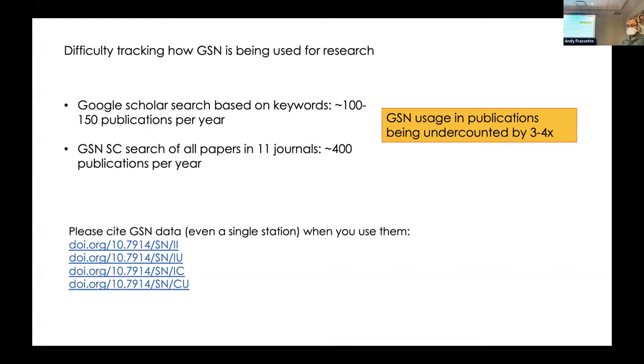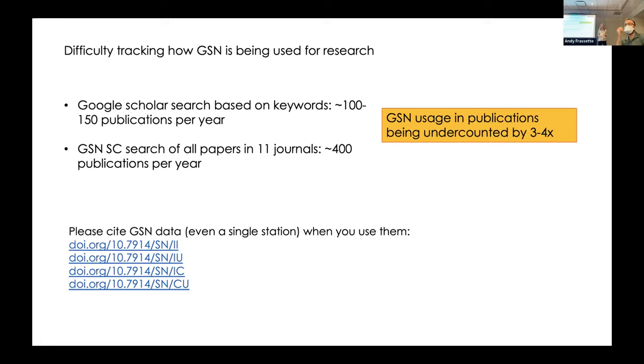The standing committee did a more focused search where we looked at every paper in those 11 journals over a certain period of time, several months. So we could count whether or not GSN data were used. And we came up with about 400 publications per year for the GSN. So the GSN seems to be undercounted in publications by a factor of 3 or 4.